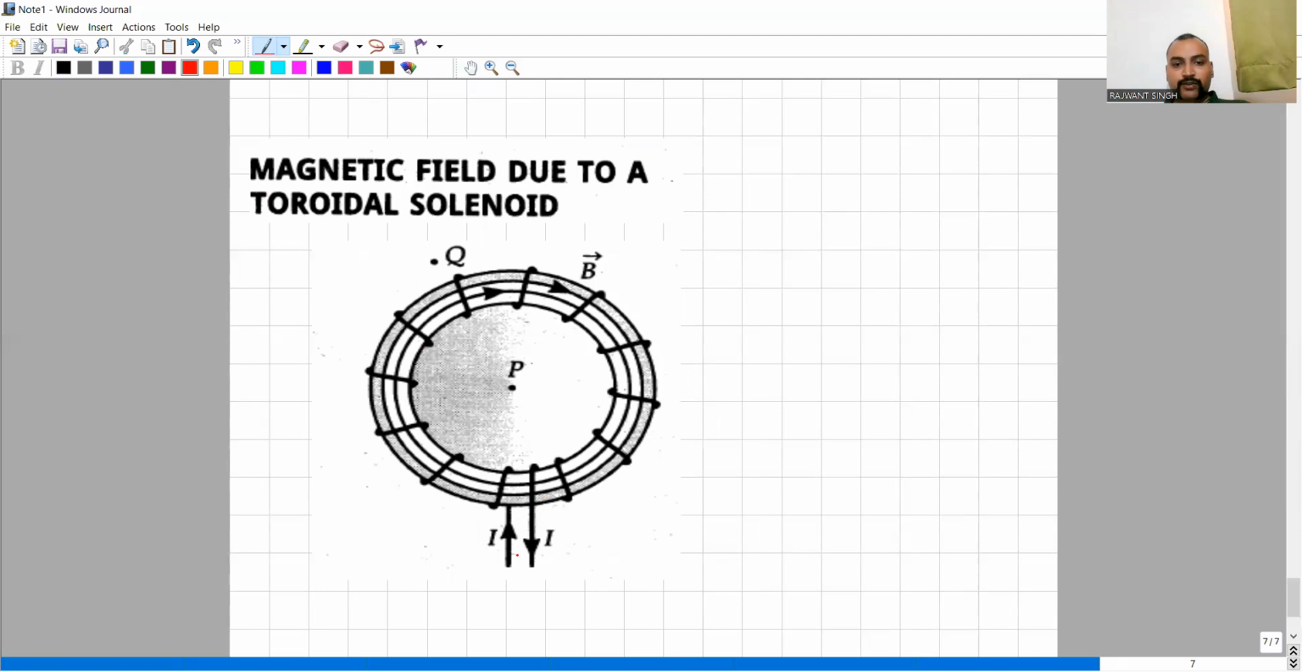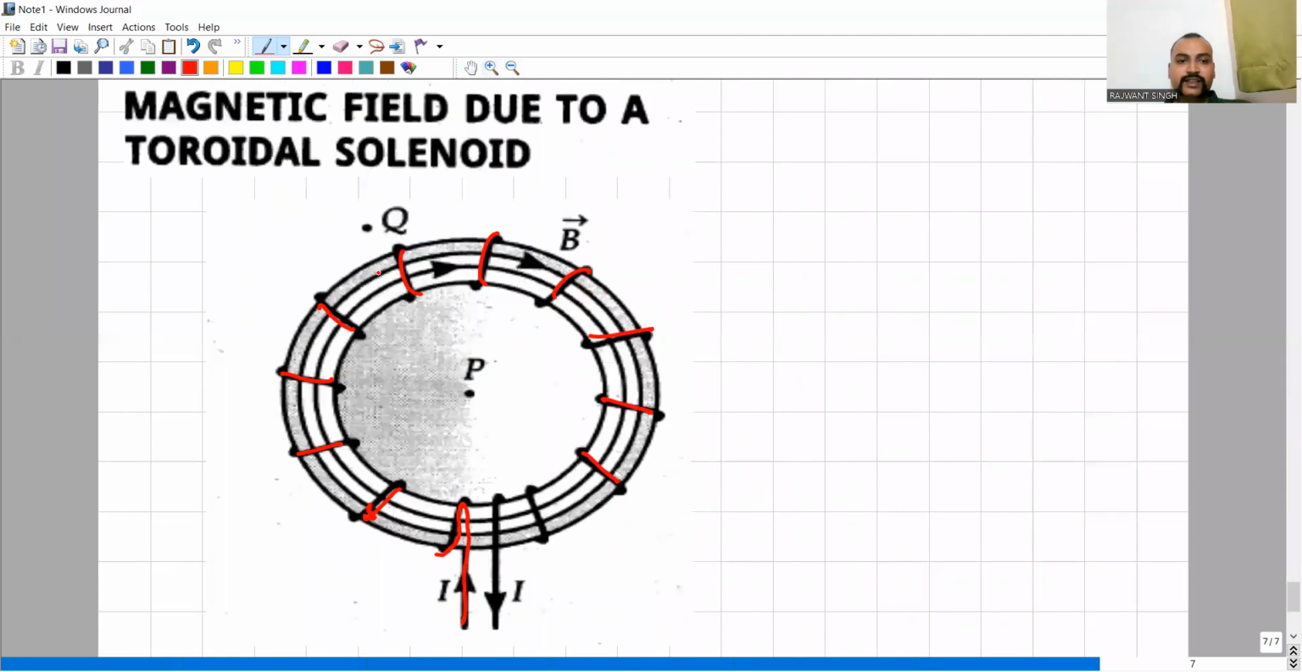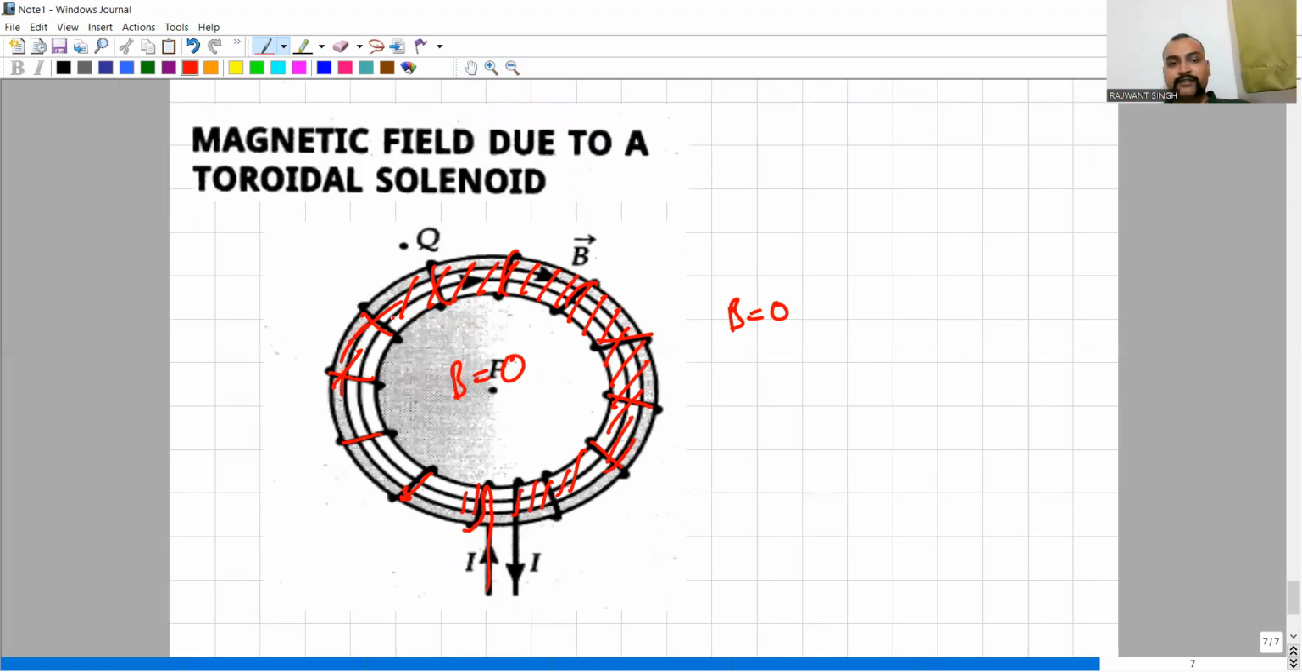And the current is flowing in this direction. So you see, this is the current flowing. And the magnetic field for the toroid is limited to this region only. There is no magnetic field inside or outside, that is, here magnetic field B is equal to 0, and also here B is equal to 0. So the magnetic field is only within the region of the toroid and nowhere else. So it's a big advantage because it's not going to create any magnetic field at undesired locations. Let's find the magnetic field for this toroid.